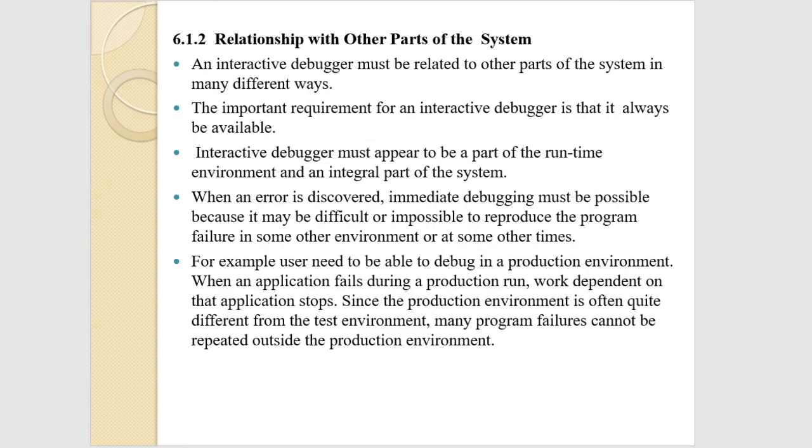The next is relationship with other parts of the system. The important requirement for interactive debugging is that it is always available. An interactive debugger should interact with the other parts of the computer system. And it must appear as part of the runtime environment and an integral part of the system. When an error is discovered, immediate debugging must be possible. And also the debugger must communicate and cooperate with the other operating system components such as the interactive subsystem.